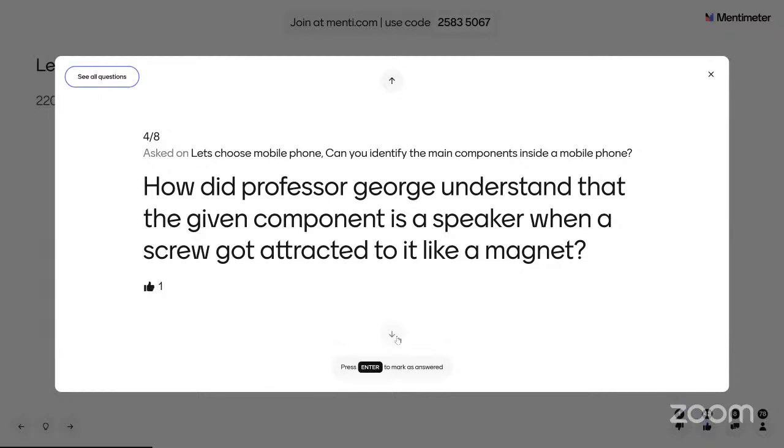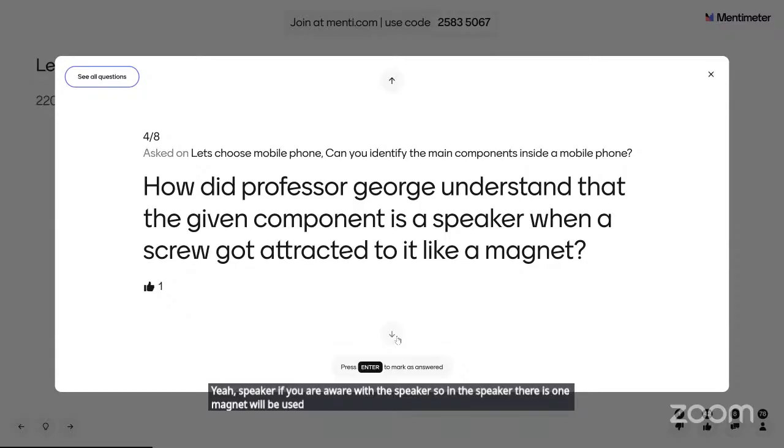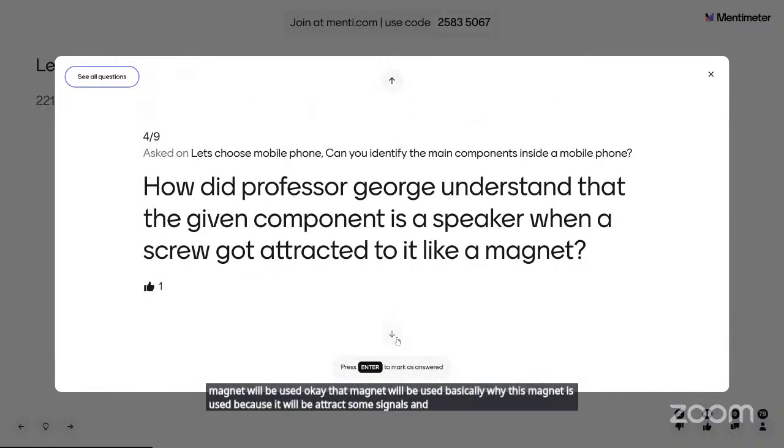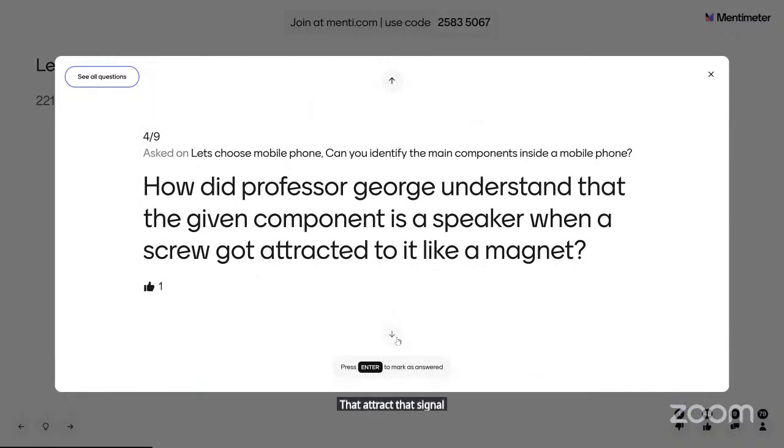If you are aware of the speaker, in the speaker one magnet is used. Basically, why is this magnet used? Because it will attract some signals, and then amplify that signal. So every speaker has one magnet.